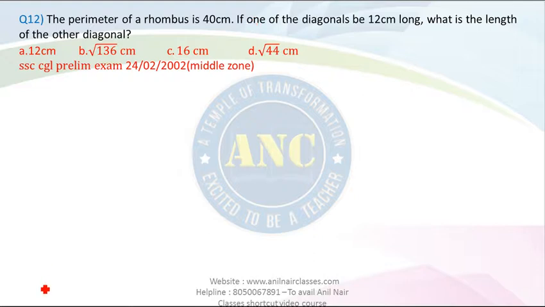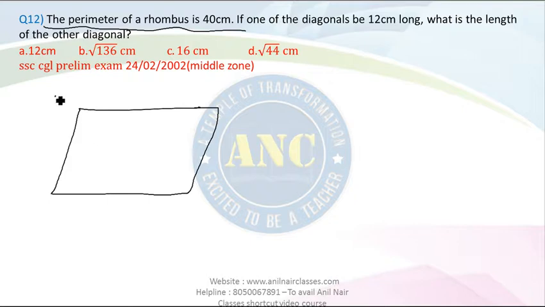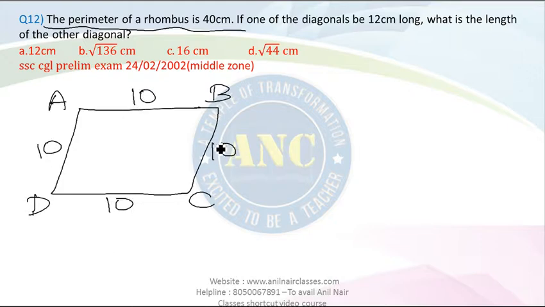Tell me the answer for this question. In the previous question, perimeter was asked. In this question, perimeter is given. Perimeter of a rhombus is 40 centimeter. That means the beauty about this is perimeter is 40 means all the four sides are equal. That means each side is 10 centimeter each. Beautiful. This is clear for me.